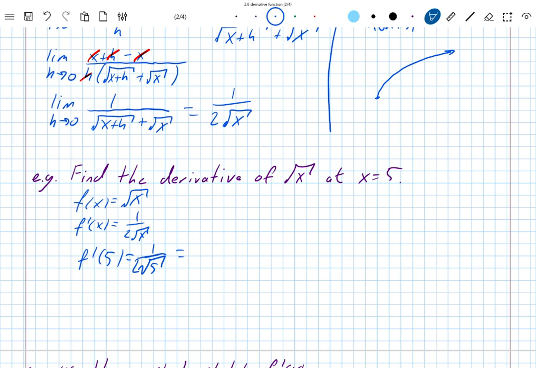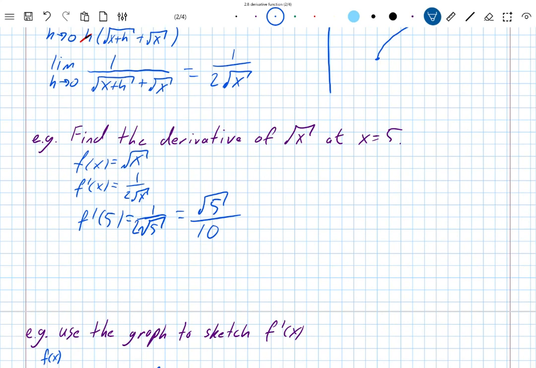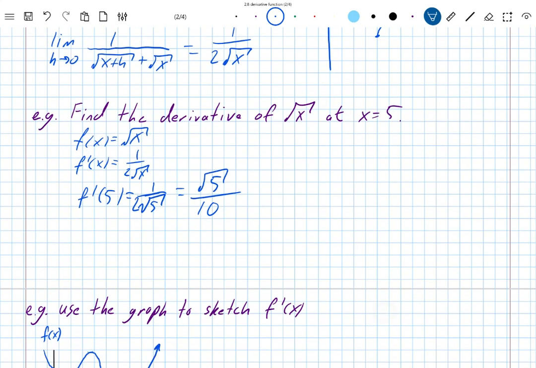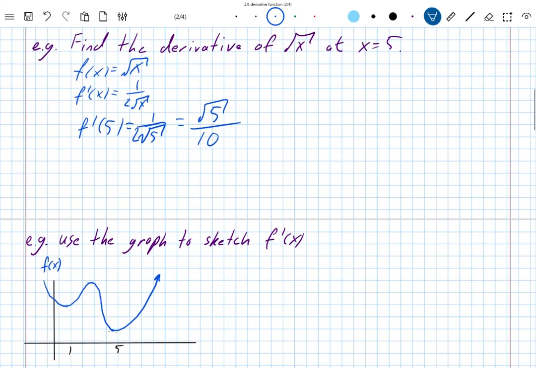Just a quick note, you could rationalize this denominator. I could multiply top and bottom by square root of 5 to get the square root of 5 over 10. A little nicer. I often will not take the time to do that. Great. Let's go ahead and look at another way. We could think of this as a function.